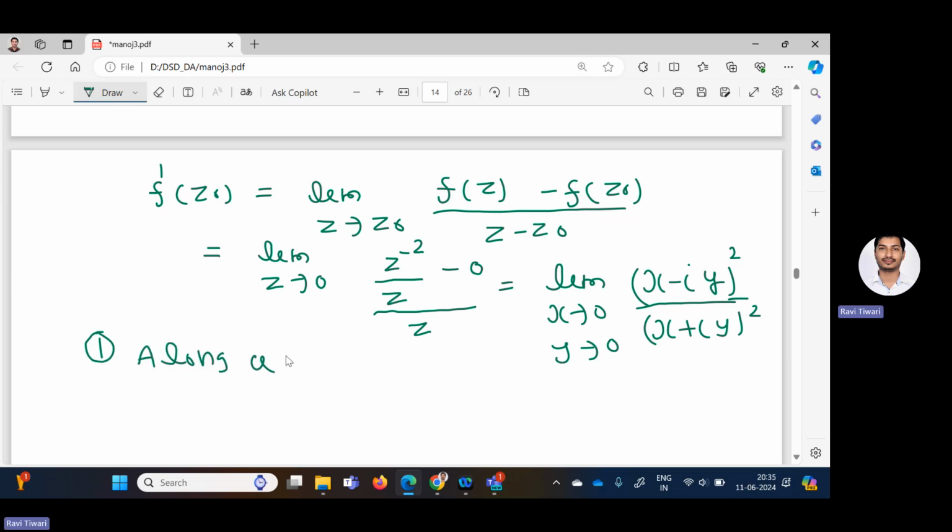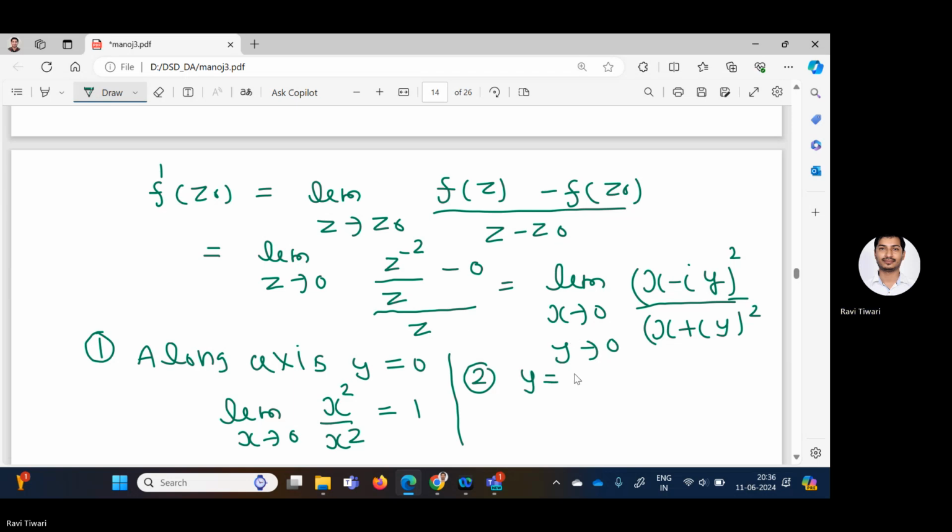If I choose the path along x-axis, y should be 0. So you will get limit x tends to 0, and y being 0 means you will get x square by x square, which is equal to 1. Similarly, you can choose a second path along y equal to x. Then what will you get?